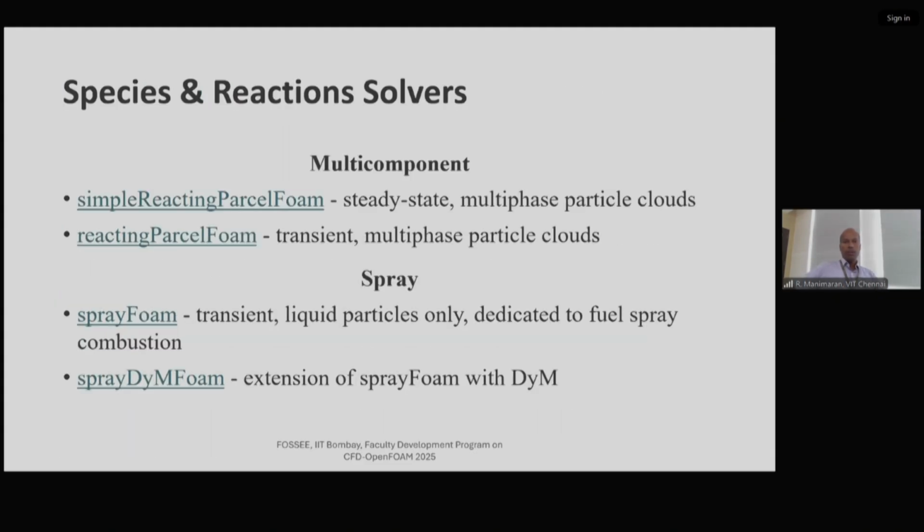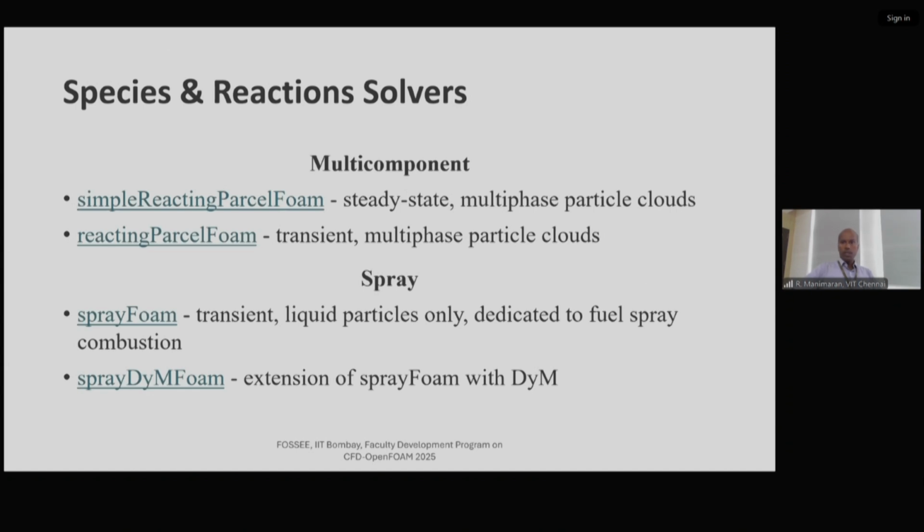So next, we have multi-component phase, where we have many reactions and species involved in different phases. We have simpleReactingParcelFoam, which takes care of the reaction also, for steady-state multiphase particle clouds. Then reactingParcelFoam for taking care of transient multiphase particle clouds, a simplified version. Then coming to the spray application, we have sprayFoam and sprayDyMFoam, or fuel spray combustion with dynamic mesh application.